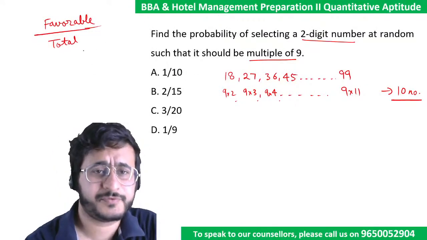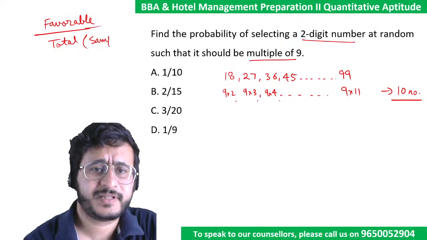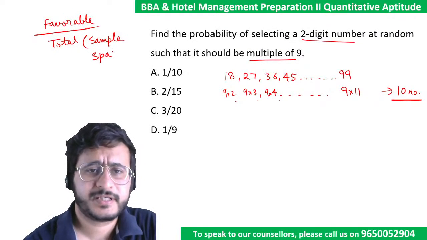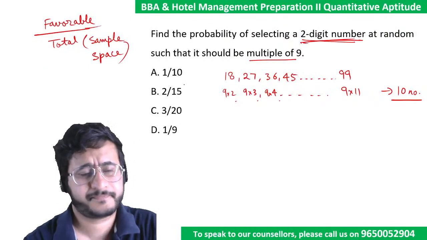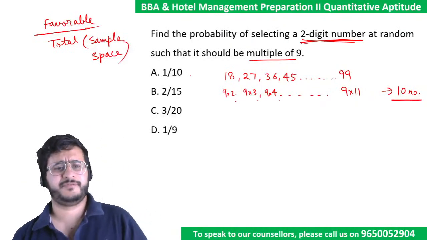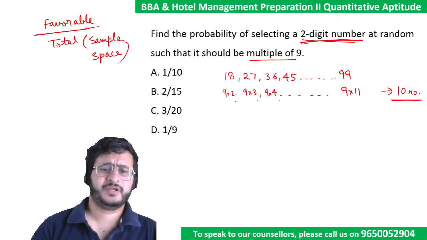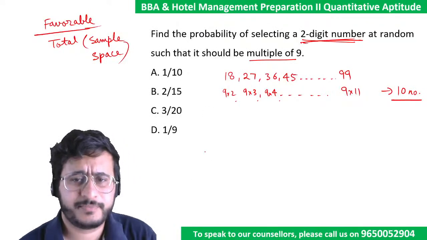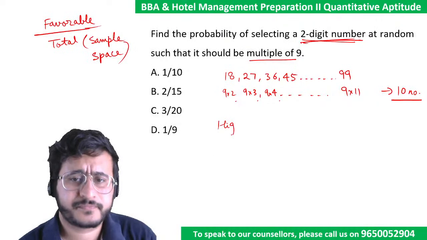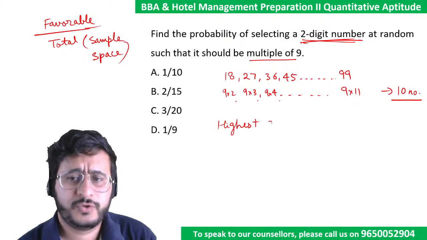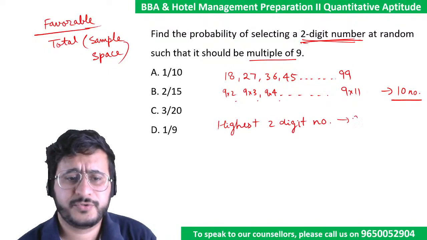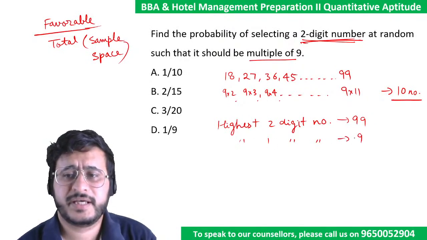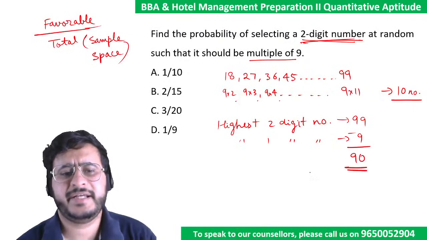And what is the total number of outcomes? We also call it the sample space. How many 2-digit numbers do you have? I'll tell you how to get the number of 2-digit numbers. The highest 2-digit number is 99. What is the highest 1-digit number? That is 9. So you have 90 2-digit numbers.